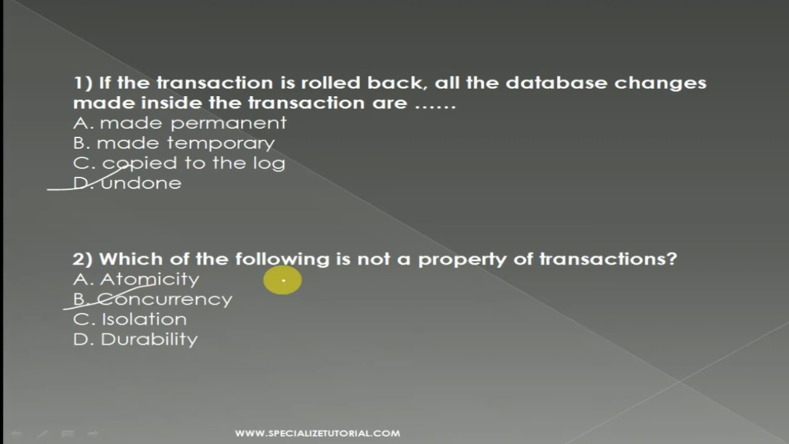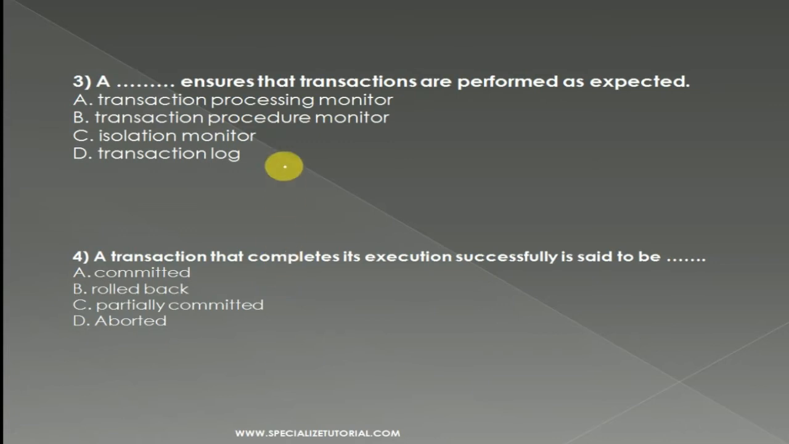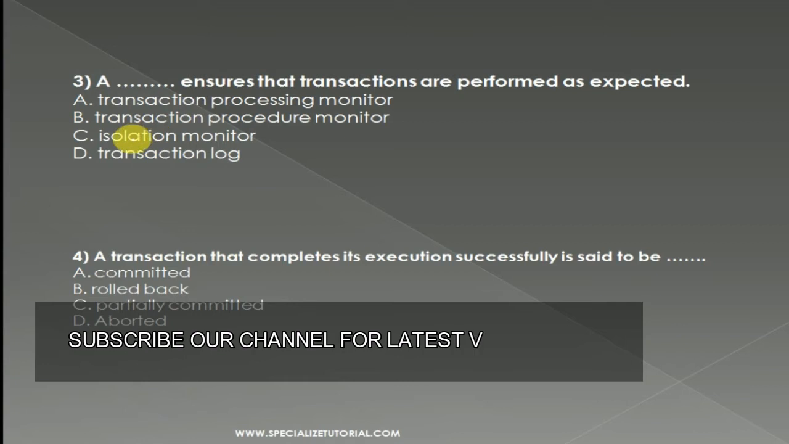Now take question number 3. What ensures that transactions are performed as expected? Options are transaction processing monitor, transaction procedure monitor, isolation monitor, and transaction logs. Transaction processing monitor is the right answer. The transaction processing monitor ensures that the transactions are performed as expected.